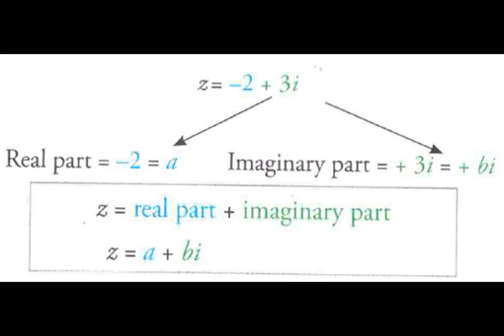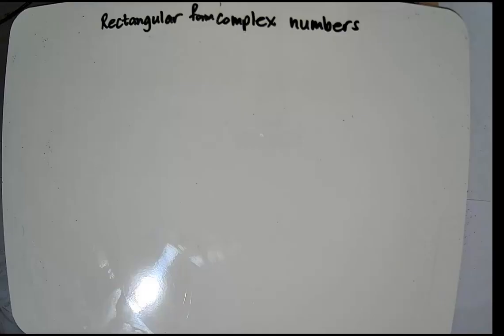So this is what we mean by rectangular form. It must have two parts. So if the front part is 0, you must write 0. If the imaginary part is 0, it will be 0i. So it is noted as a plus bi. In this video, we are looking at rectangular form complex numbers.